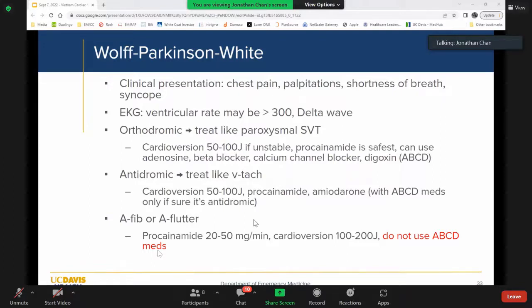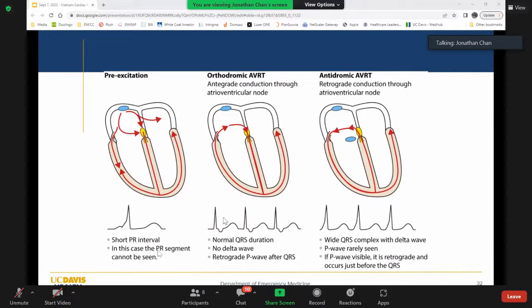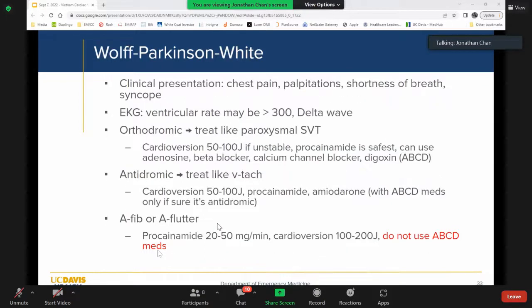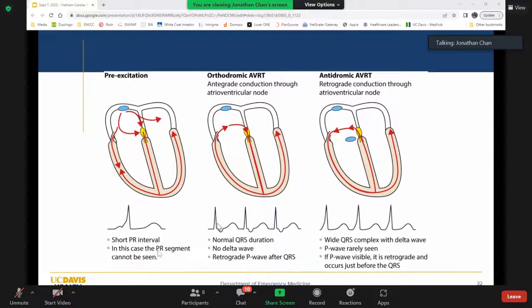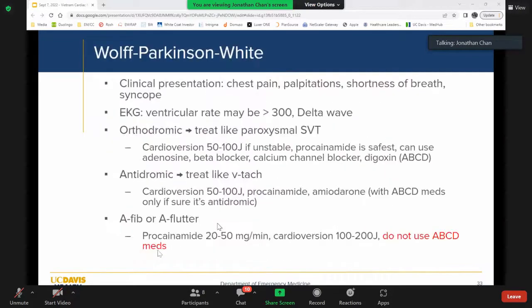For the orthodromic ones, where you don't see the delta wave at all, you can use the ABCD medications, which would be adenosine, beta blocker, calcium channel blocker, or digoxin. So you can use these medications if it's an orthodromic rhythm and you're concerned about Wolff-Parkinson-White.